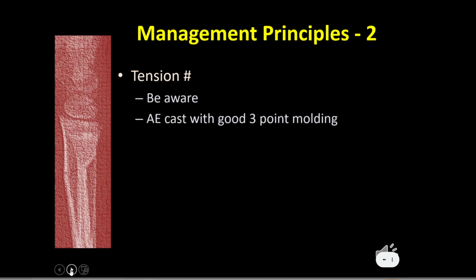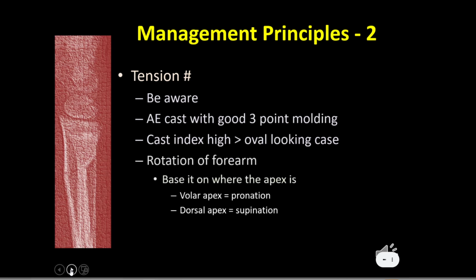The cast index needs to be high. A cast should look more oval than circular, and remember what Charlie said, it takes a crooked plaster to get a straight bone. The forearm needs to be in pronation, and based on where the apex is, you may have to either rotate the wrist to pronation or supination to reduce the fracture. The cast needs to be kept for a minimum 3-week period, perhaps 4 weeks, and depending upon the age and the activity level of the child, a further 2 weeks of below elbow cast may be necessary.